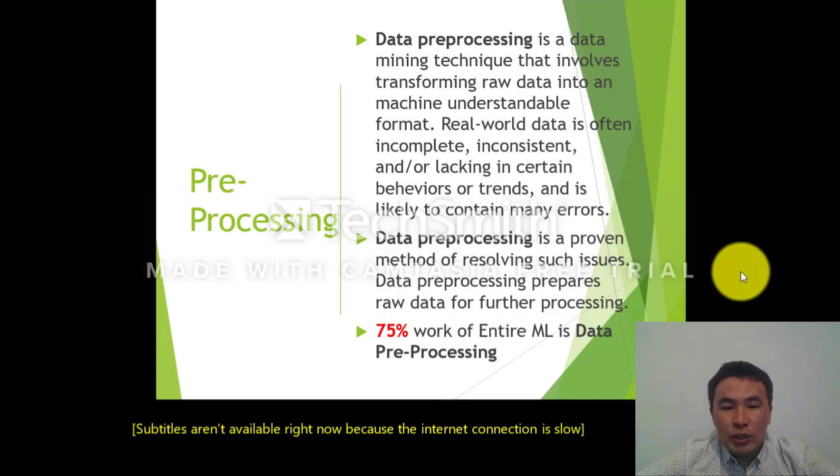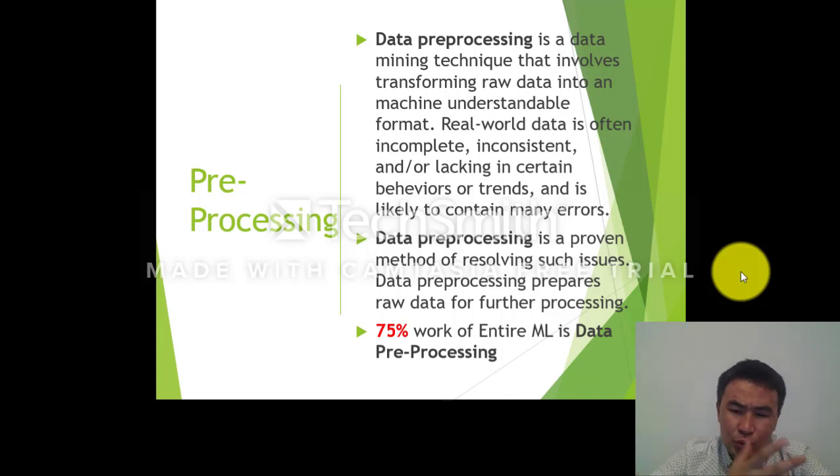Okay, real world data is often incomplete, inconsistent, and it may lack certain behaviors and trends. It may contain some errors or missing values and a lot of discrepancies. Data preprocessing is a proven method for resolving these kinds of issues. And we are preparing our raw data for the entire machine learning process, learning and predicting new variables.